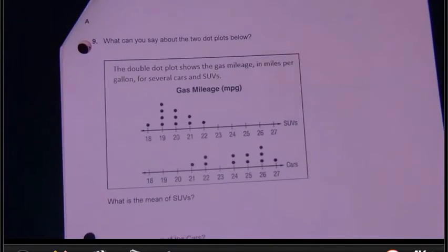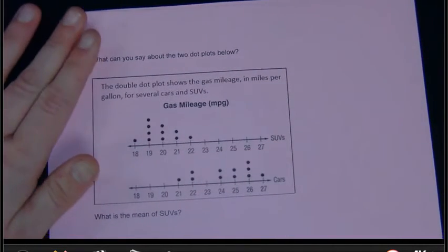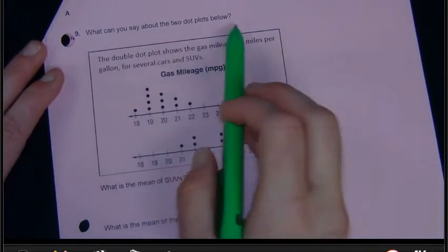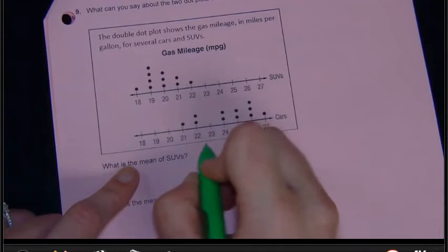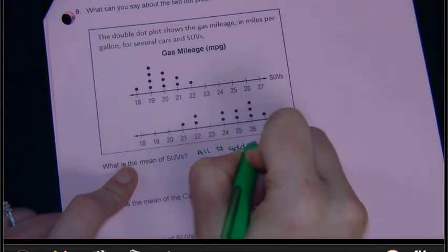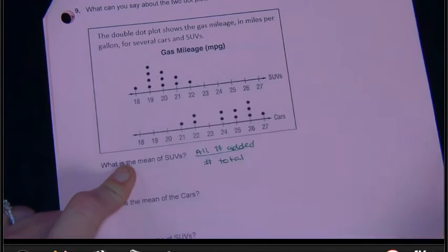All right. And then the last one, number 9. So number 9, I'm asked to do a lot of different things. And so there's going to be a lot of math involved. But if you guys can do this, then you guys are good to go on your test. All right, so number 9, what can you say about the 2 dot plots below? What is the mean of the SUV? So to find the mean, it's all numbers added divided by number total.